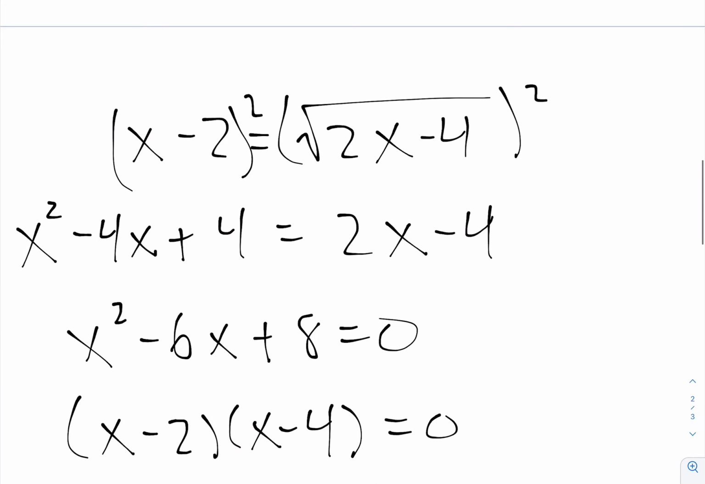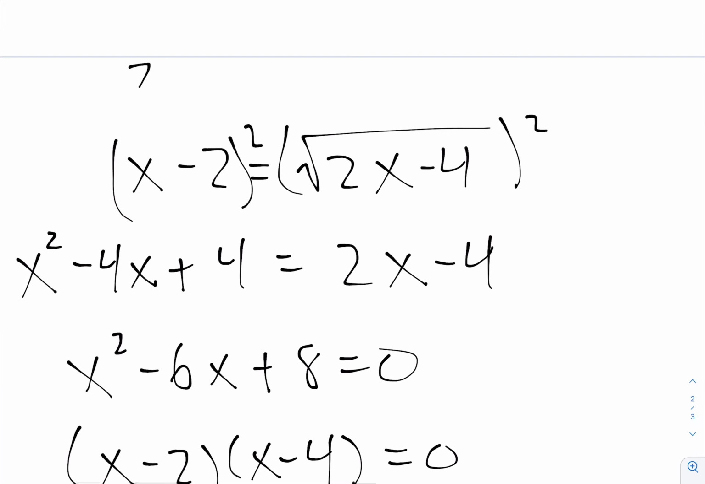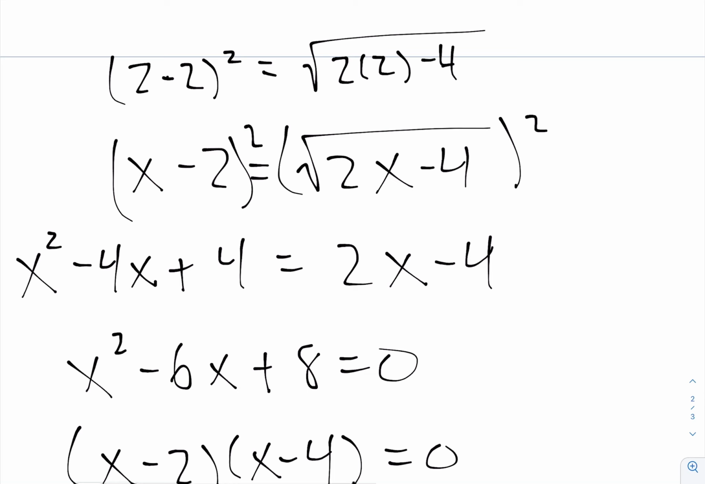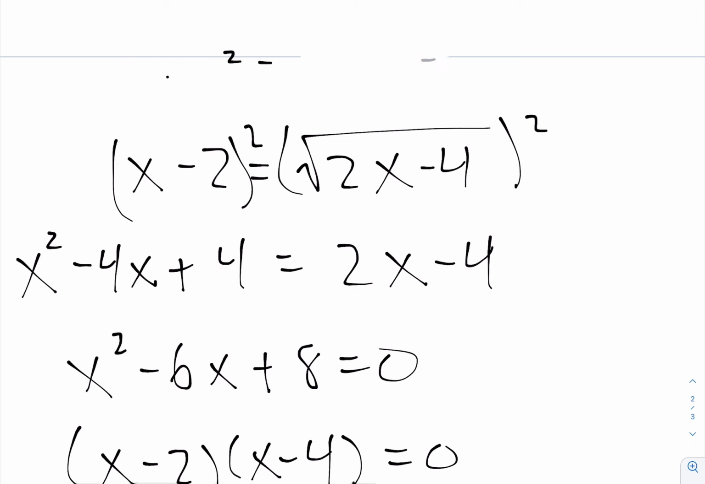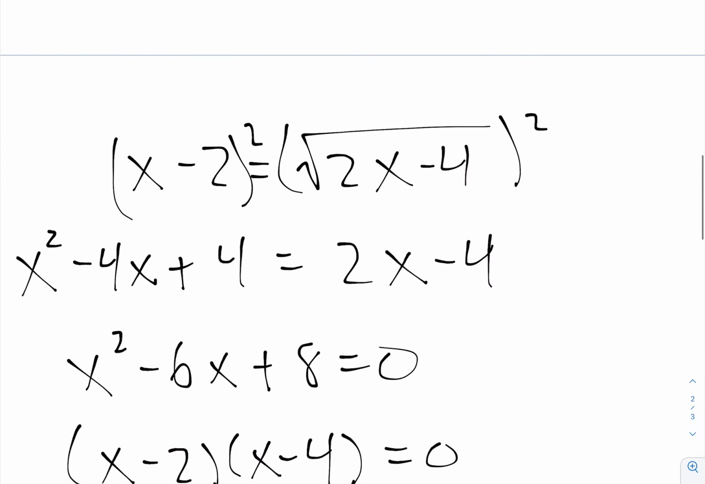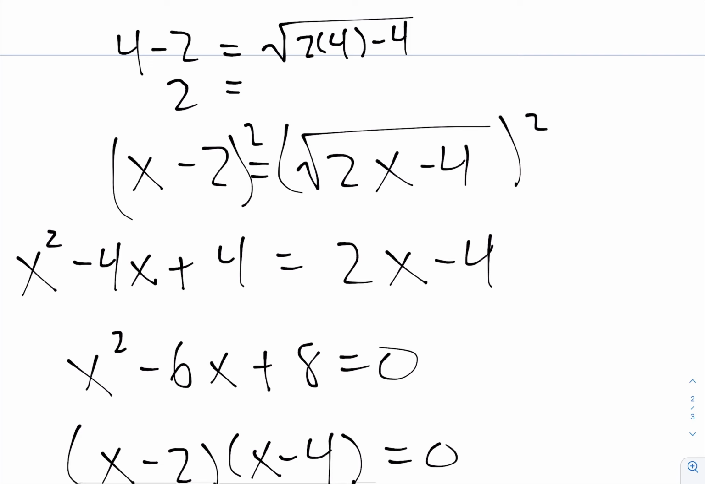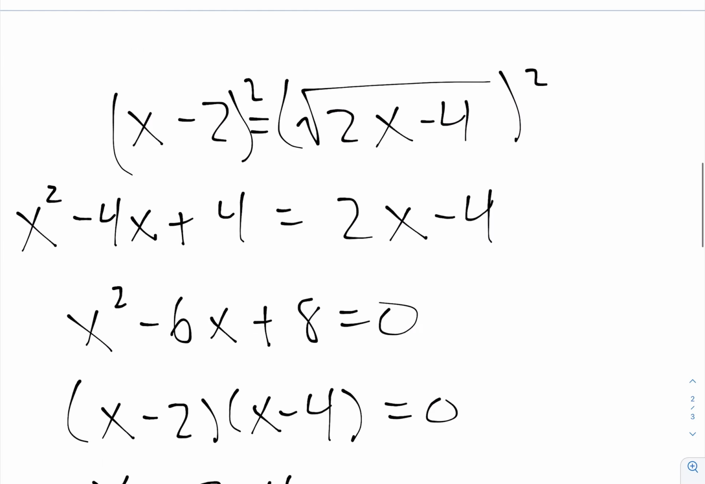Okay, and if we plug this in, I'll just plug in 2 first. We get 2 minus 2 equals the square root of 2 times 2 minus 4. So we get 0 equals 0, so the 2 works. Now let's do the 4. Okay, so 4 minus 2 should equal the square root of 2 times 4 minus 4. So 4 minus 2 is 2, and then the square root of 8 minus 4, so the square root of 4 is 2. So these solutions both seem to work. Neither of them are extraneous.